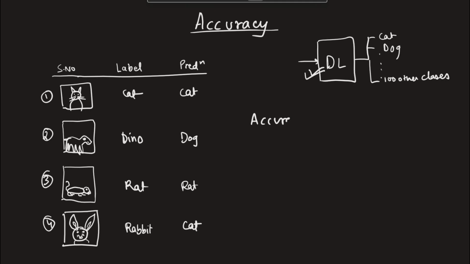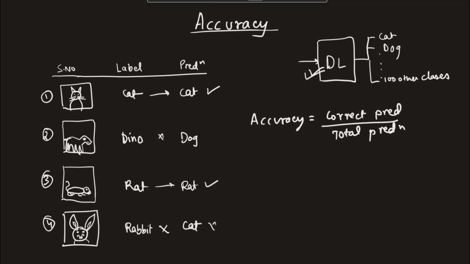So accuracy is correct predictions over total predictions. In our case, the correct predictions are cat, then this is not a correct prediction, this is a correct prediction, and this again is not a correct prediction. So the correct predictions are cat to cat and rat to rat. The other two predictions are not correct. So correct predictions are 2 divided by total predictions, that is 4. That gives us 0.5 or 50% accuracy.